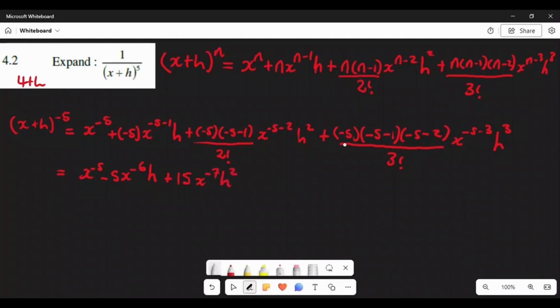Now again, on this one we do the very same thing, guys. You take all this and put it on your calculator, which is negative 5 multiplied by negative 5 minus 1 multiplied by negative 5 minus 2, divided by 3 factorial. This is going to give you negative 35. Now we have x to the power of negative 5 minus 3, which is negative 8, multiplied by h to the power of 3.